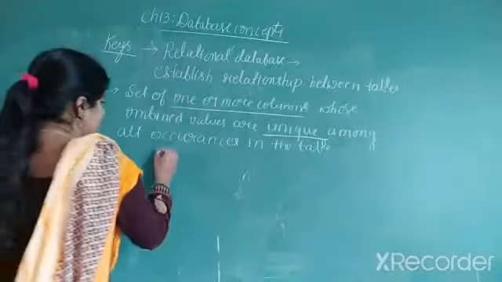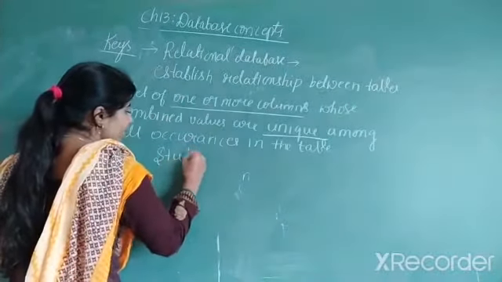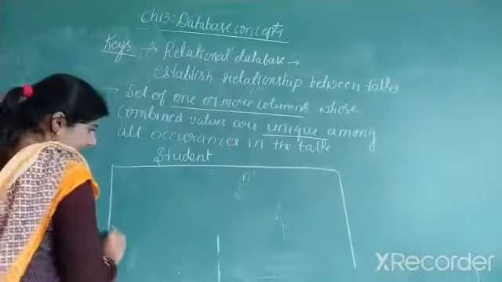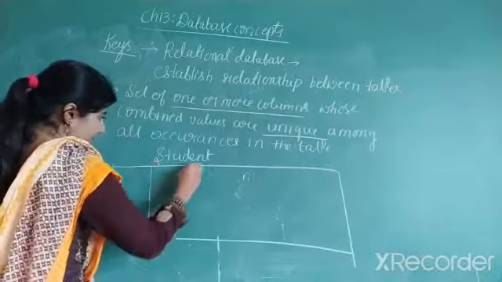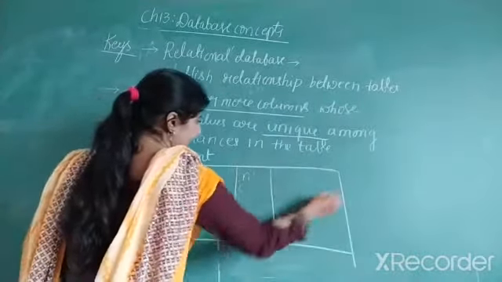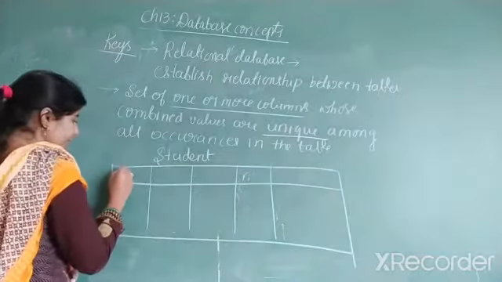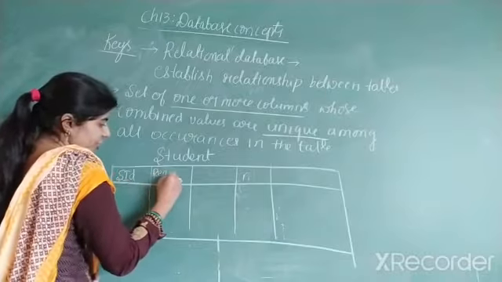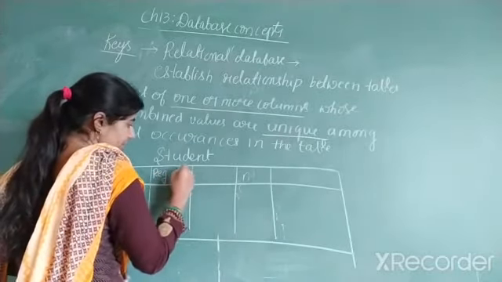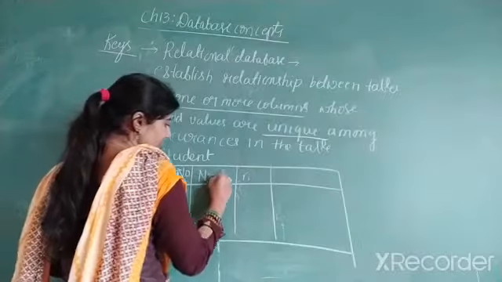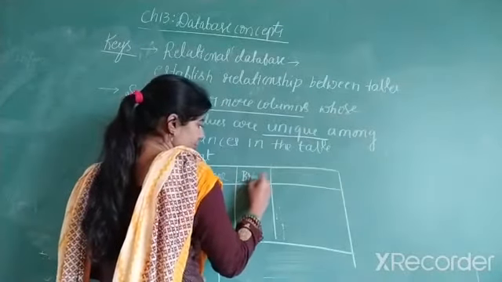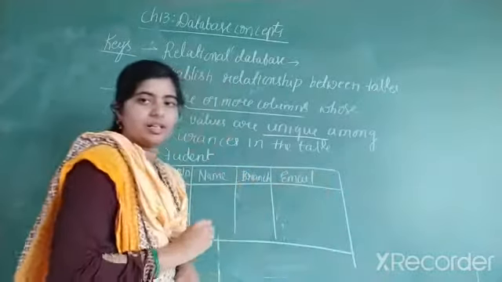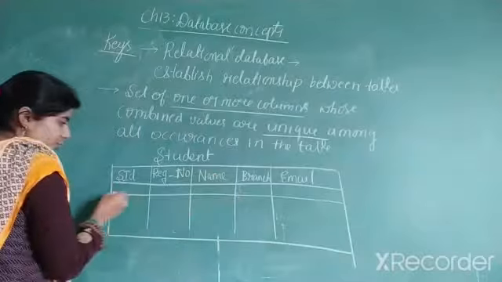So if you consider an example for this, consider a student database. In this we have a table. In this table I am considering the attributes: the first one is student ID, the second one is registration ID or registration number, the name of the student, the branch of the student, and the email address of the student.